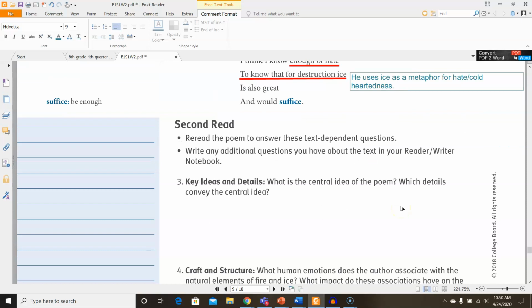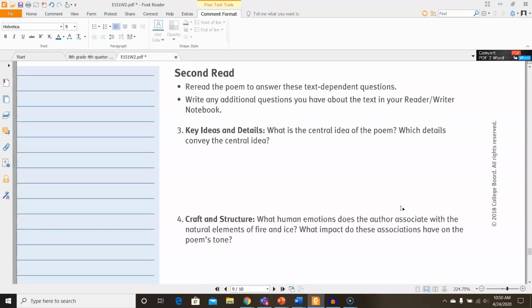So, in number 3, it says, what is the central idea of the poem? Which details convey the central idea? So what is the poet trying to say with this poem? Think about that. What message is he communicating? And then which details kind of give you the hints that led you to that message?